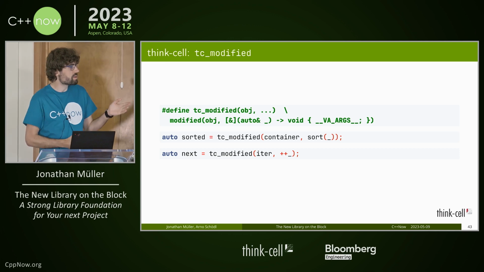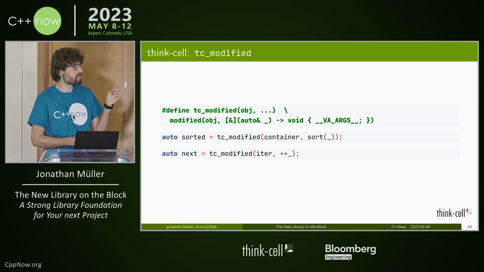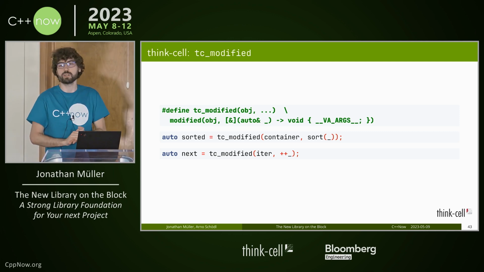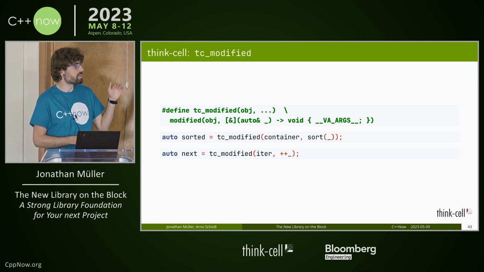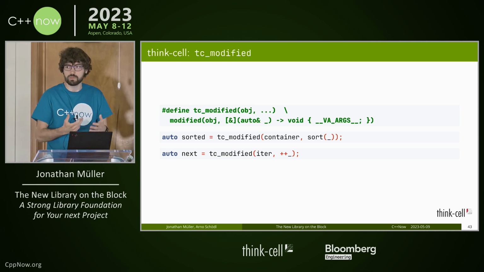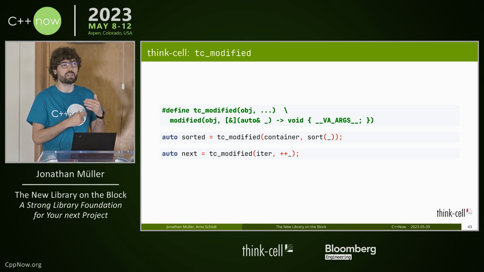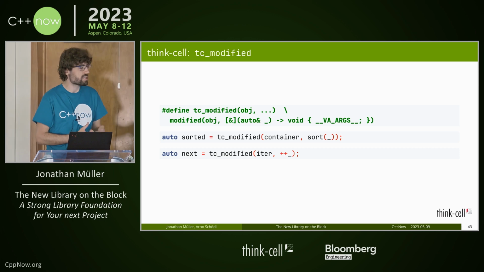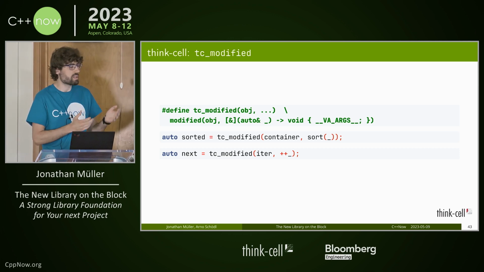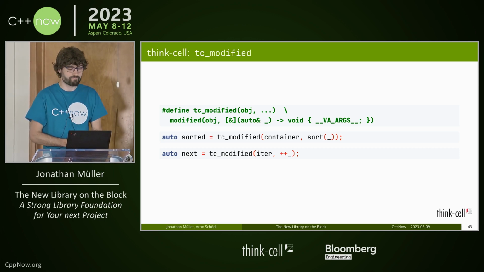So we've got a simple macro, TC modified. You can use it to turn any action into a transformation. You give it the object, and then you write the expression that you want to do, and it will simply call modified, giving a lambda that will do the thing in place. And that way, if you want to do a transformation, like on a container, for example, to sort it, you can just say TC modified container, please sort it. Or if you want to get the next iterator, TC modified the iterator, and increment it by 1.